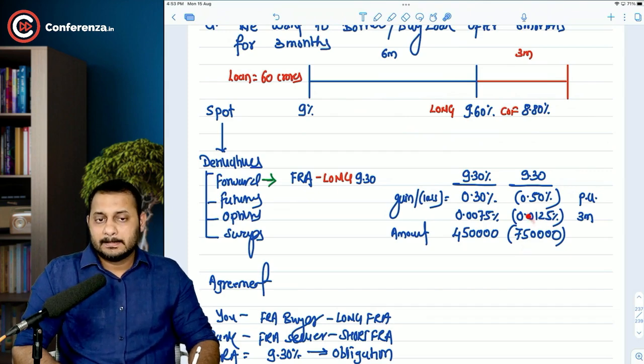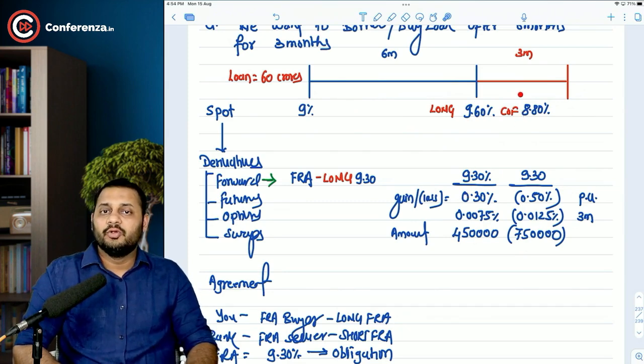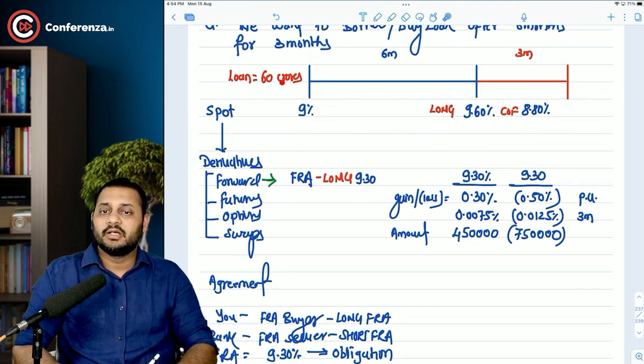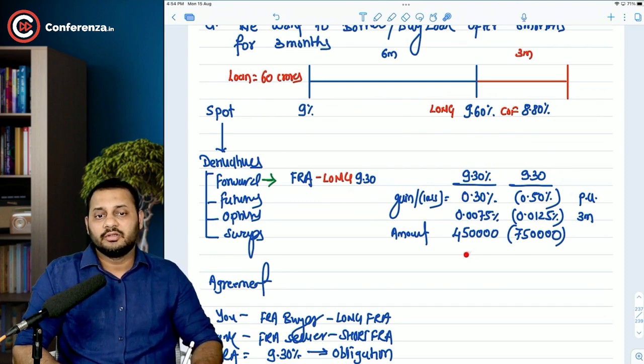Step by step. This was a per annum rate. The difference between the per annum rates gives you the per annum gain or loss. But your loan period was only for 3 months. So the gain or loss will also be calculated for 3 months. And this is applicable on 60 crore. So this comes to 4,50,000 as a gain and 7,50,000 as a loss.